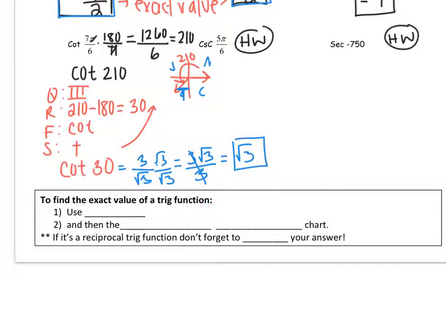So to find the exact value of a trig function, we used quarters are for sodas, and then the exact value chart. And remember, if it's a reciprocal trig function, don't forget to flip your answer.